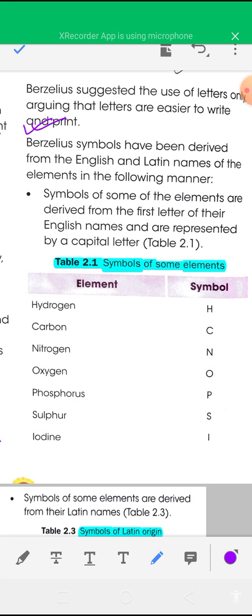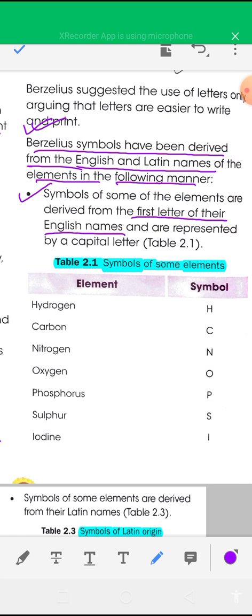Berzelius's symbols have been derived from the English and Latin names of the elements in the following manner. First, the symbols of some elements are derived from the first letter of their English name.